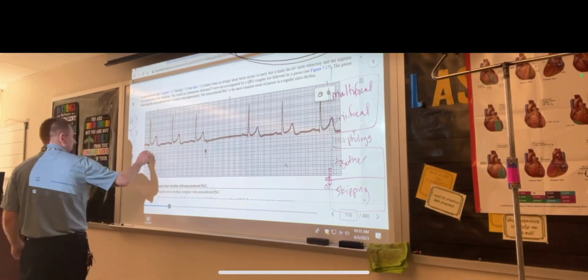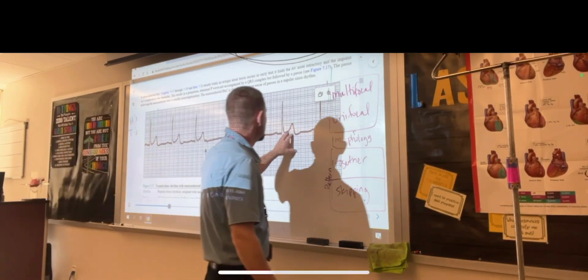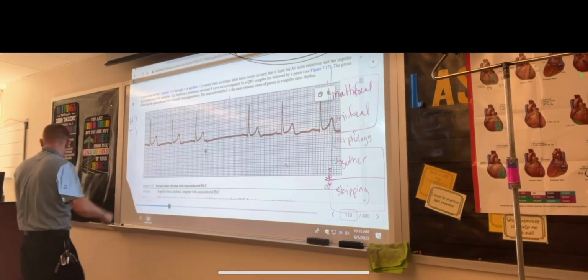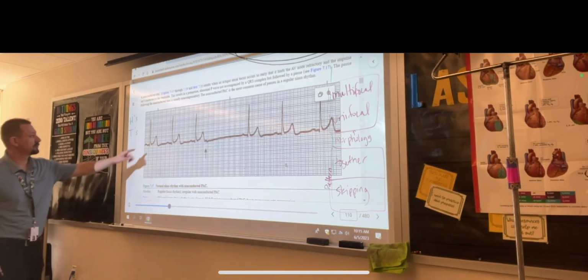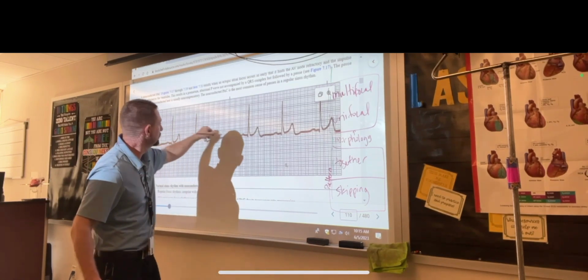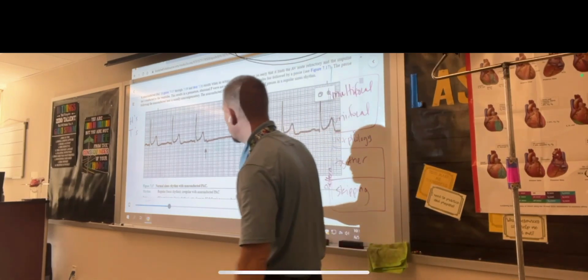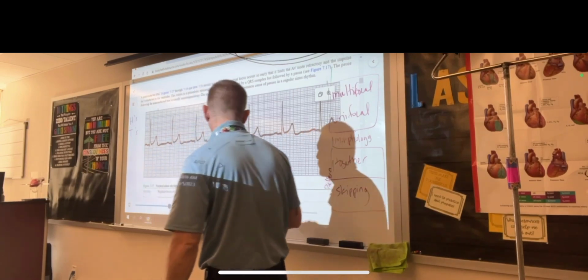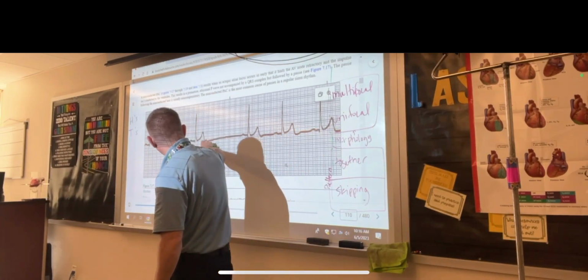Okay, so these all look pretty similar, right? Even this, aside from that, those look pretty similar. Let's count it out. So from here, 1, 2, 3, 4, 5. So this rate's around 50, a little more than 50 because we got a chunk of this on here. So a little more than 50. So maybe a bit bradycardic.